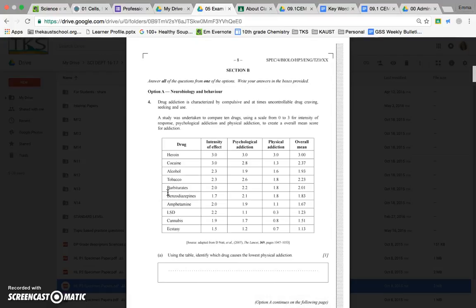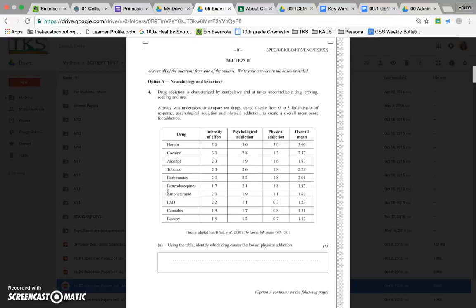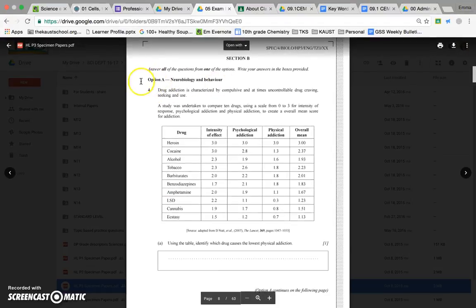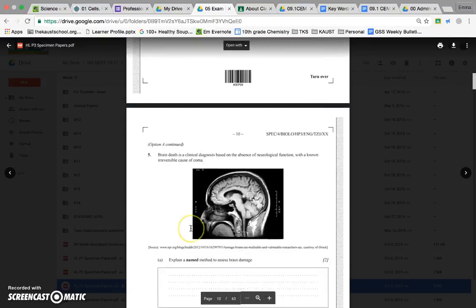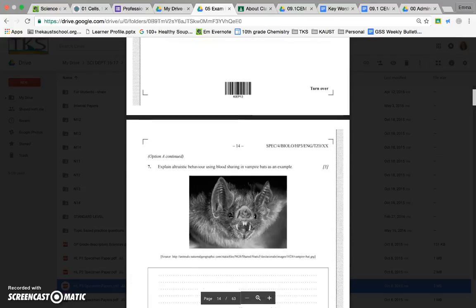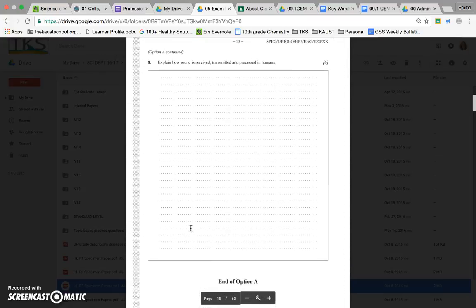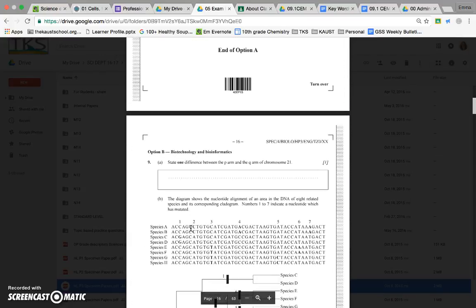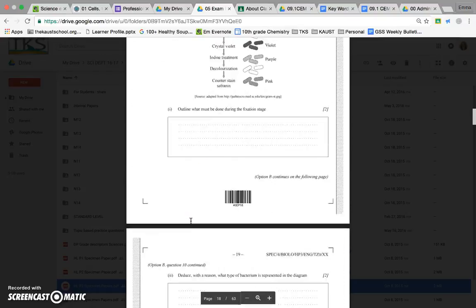This is section B. Now, you will have done the ecology option, and so you are going to look at this as neurobiology and behavior, option A, and you're going to ignore it. You will not answer option A, even if it looks interesting. You are not going to be doing biotechnology and bioinformatics, and so you will not answer anything on option B.